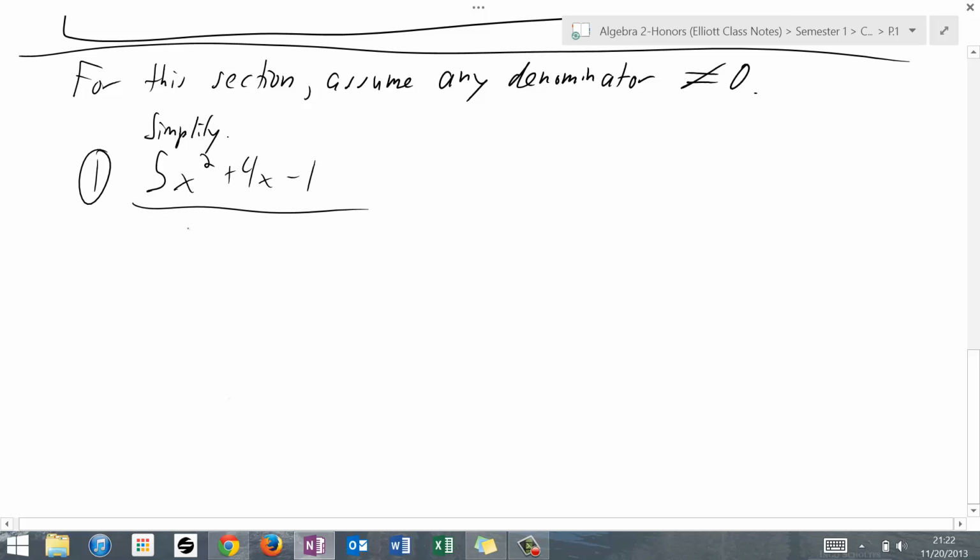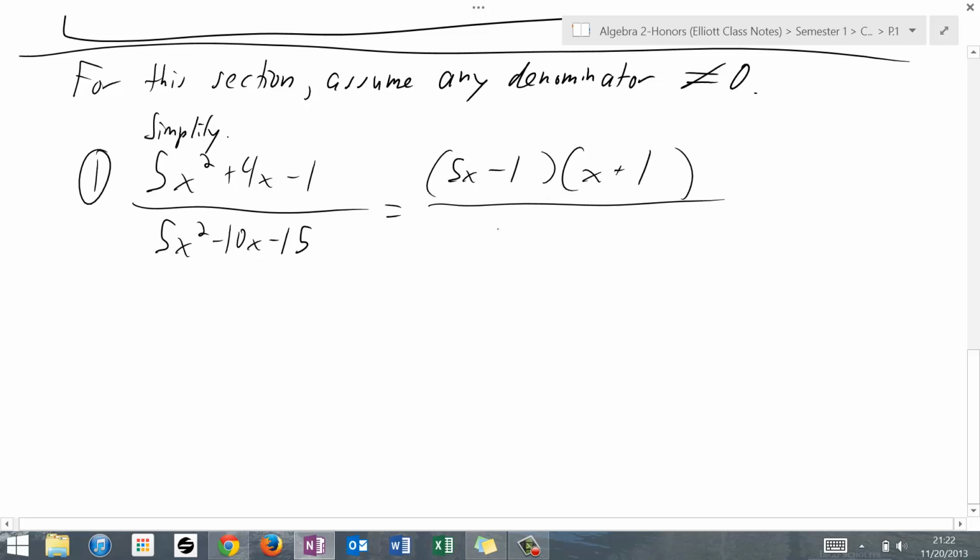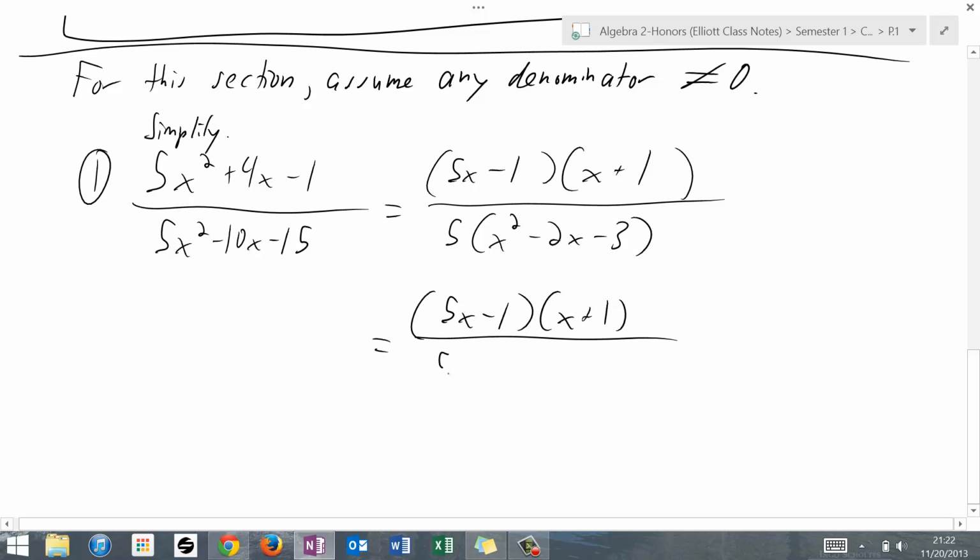5x squared plus 4x minus 1 over 5x squared minus 10x minus 15. If I factor the numerator, which is the first step to doing this, it's a trinomial. It factors into two binomials. I get 5x minus 1 and x plus 1. And if I factor the denominator, I'm going to pull out a greatest common factor of 5 to get x squared minus 2x minus 3. Okay, how does that help? Well, if I factor that denominator further, rewriting the numerator, because I want you guys going step by step, I get 5 times x minus 3 times x plus 1. Check by foiling to make sure that you're correct.